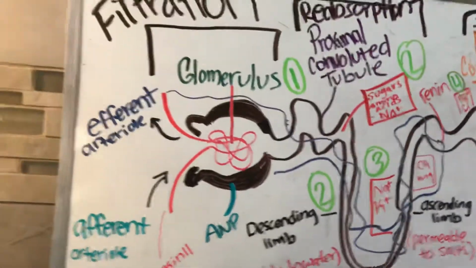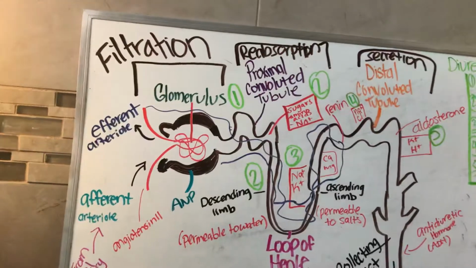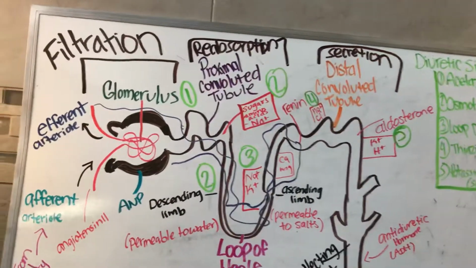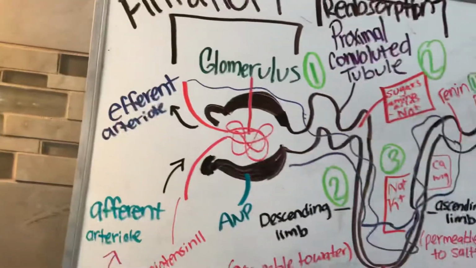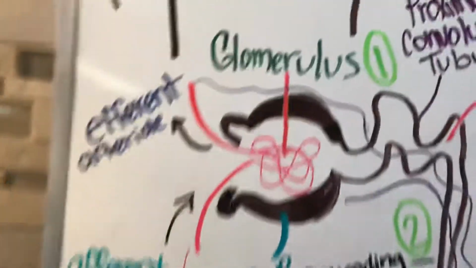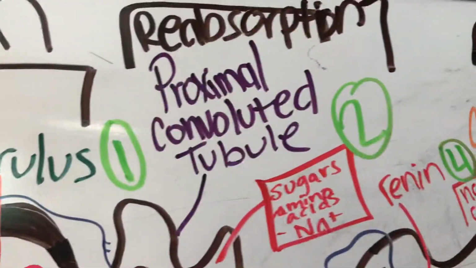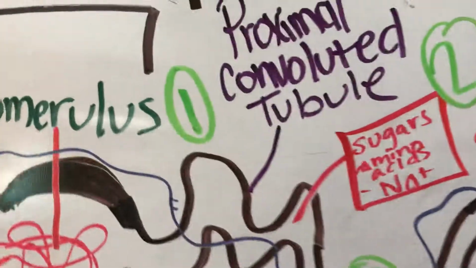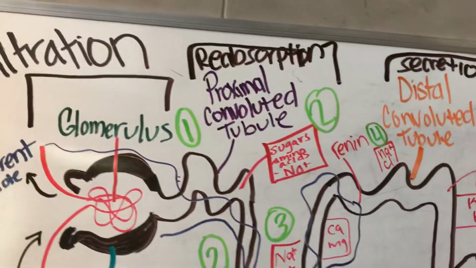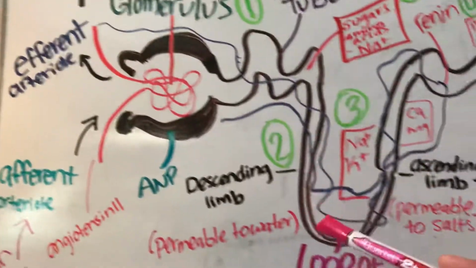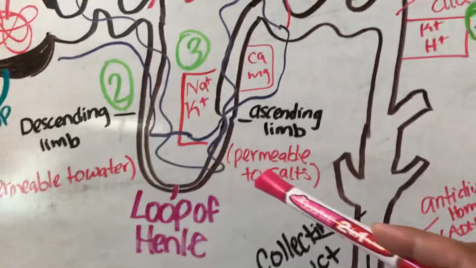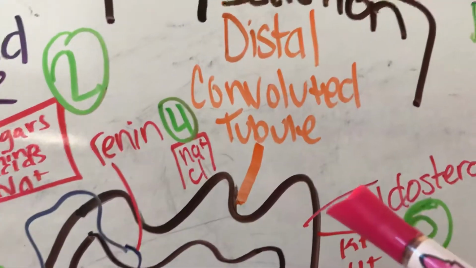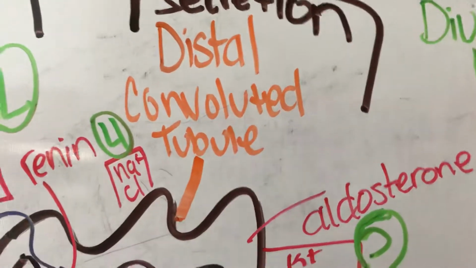And so we know that the process of urine is three processes: filtration, reabsorption, and secretion. So filtration of urine is going to begin here in the glomerulus. From there, it's going to travel to the proximal convoluted tubule, where it begins the reabsorption. From there, it's going to go down to the loop of Henle, from the descending limb to the ascending limb. It's going to go up to the distal convoluted tubule, where the secretion is going to begin.